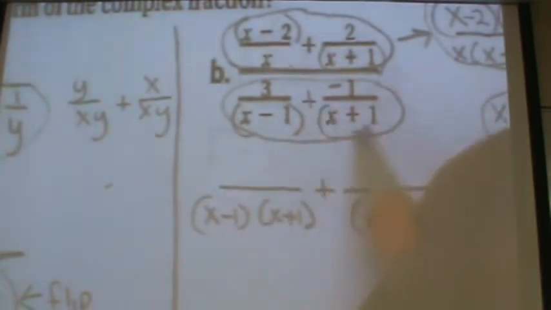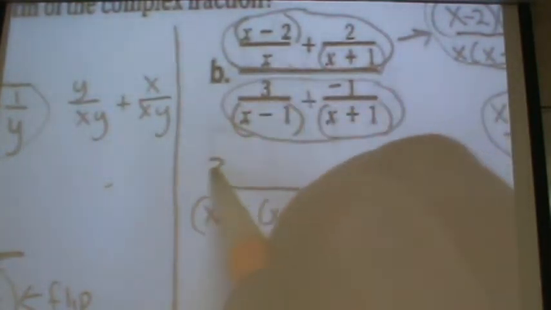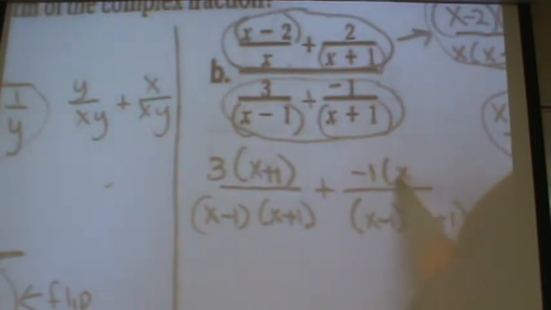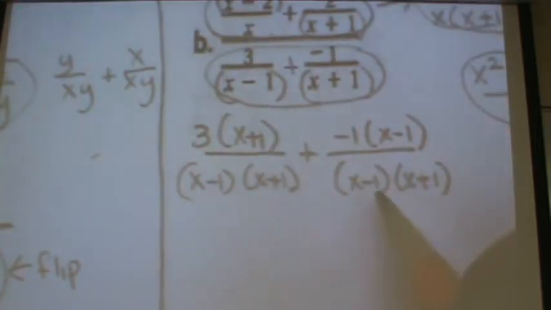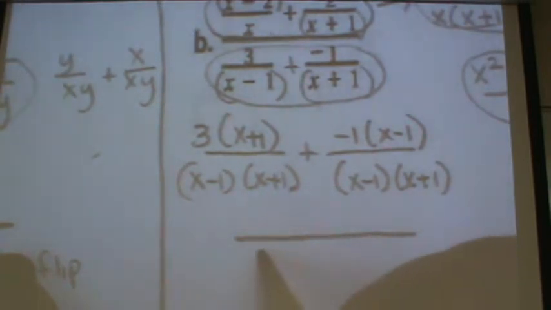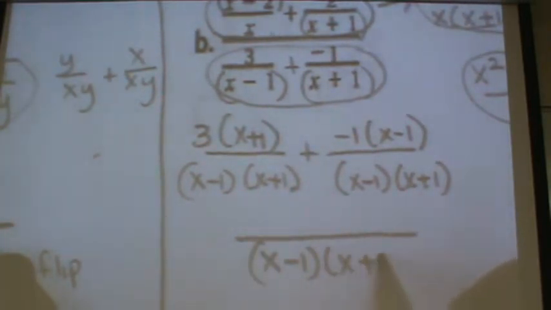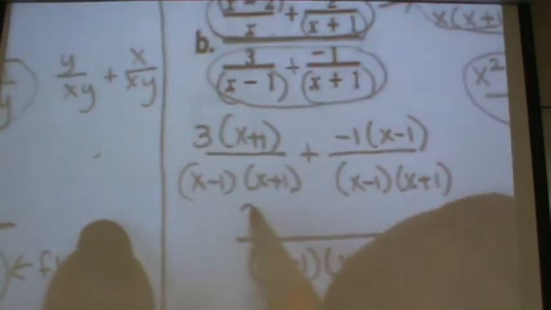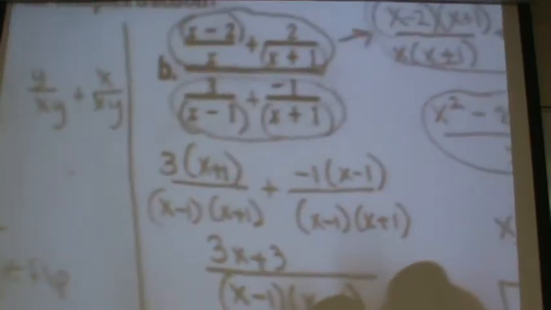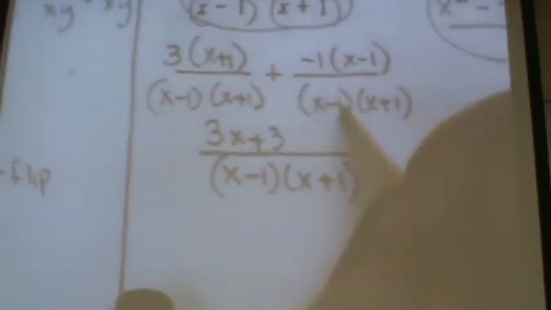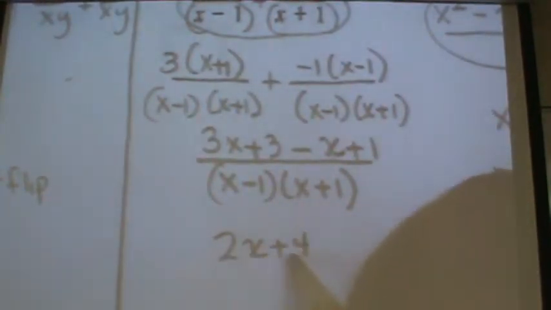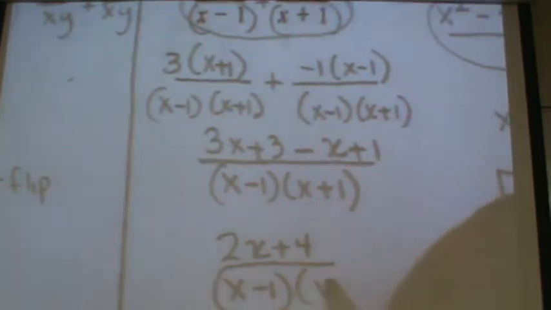So, what do we need to multiply the first fraction by? We have the x minus 1, what's it missing? X plus 1. And then over here we have the x plus 1, we need the x minus 1. So now, like before, you've got to get this all under one roof. What's the one roof? So we're going to do 3x plus 3, and then minus x plus 1, which now simplify it. We have 2x plus 4 over x minus 1, x plus 1.